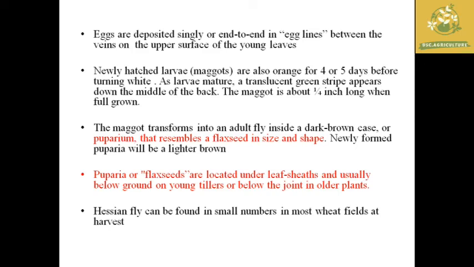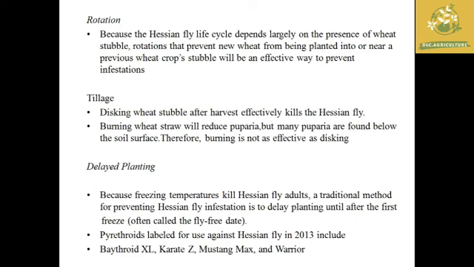So Hessian fly can be found in small numbers in wheat fields at harvest time. So what are the practices we can do for the control of Hessian fly?